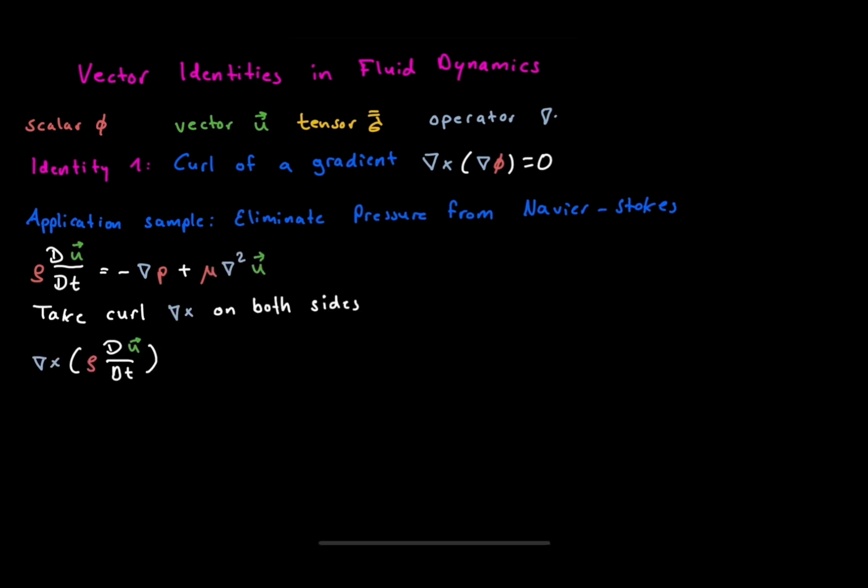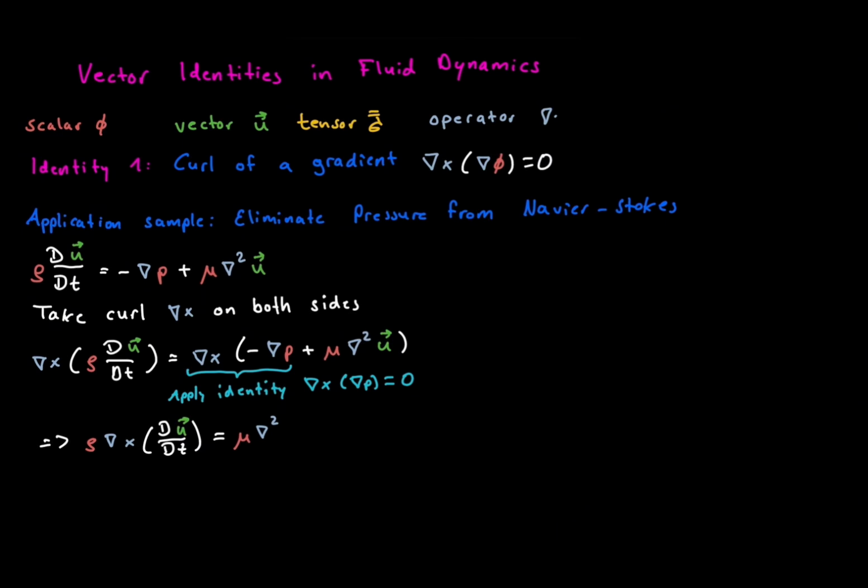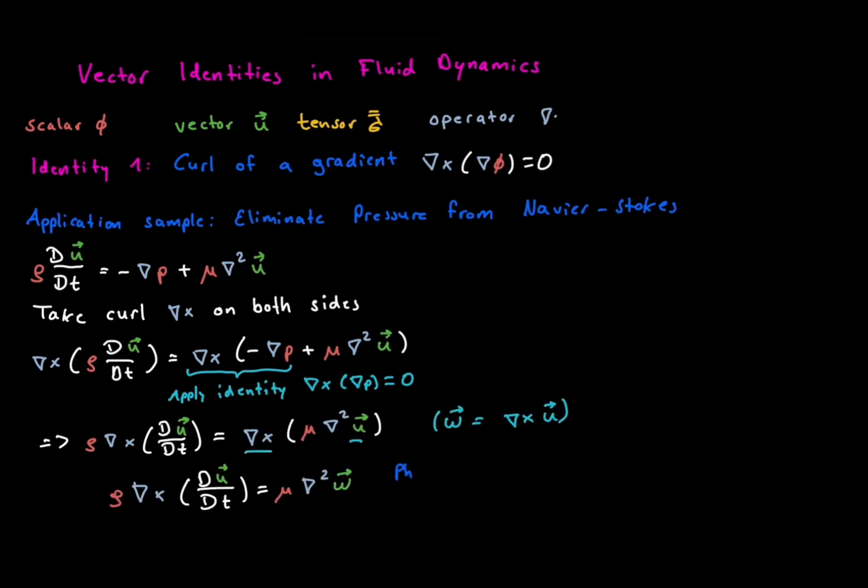Take the curl of both sides. The curl of the gradient of pressure vanishes by the identity. Pressure disappears entirely. What remains leads to the vorticity equation. This shows something important. Pressure does not directly create vorticity. Vorticity evolves through convection and viscous diffusion. An identity has exposed structure.